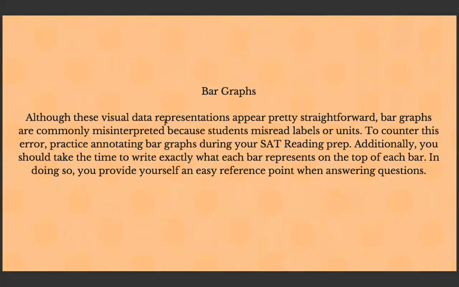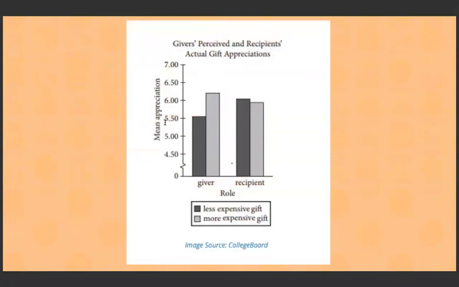These visual data representations appear pretty straightforward. Bar graphs are commonly misinterpreted, however, because students misread the labels or the units. That's why we're having you circle the labels or the units. To counter this error, practice annotating the bar graphs during your SAT reading prep. Additionally, you should take time to write exactly what each bar represents on the top of each bar. So they're asking you to go a little bit further on your bar graphs. In doing so, you provide yourself with an easy point of reference when answering the questions.